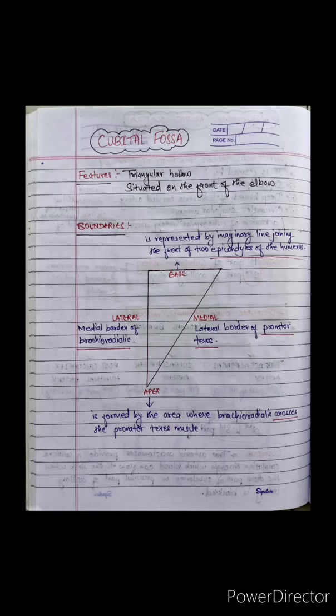Today we will be studying about cubital fossa. So it is a triangular hollow situated on the front of the elbow and it is bounded laterally by the medial border of brachioradialis, medially by the lateral border of pronator teres muscle, and its base is directed upwards and is represented by the imaginary line joining the front of two epicondyles of the humerus, and its apex is directed downwards and it is formed by the area where brachioradialis crosses the pronator teres muscle.